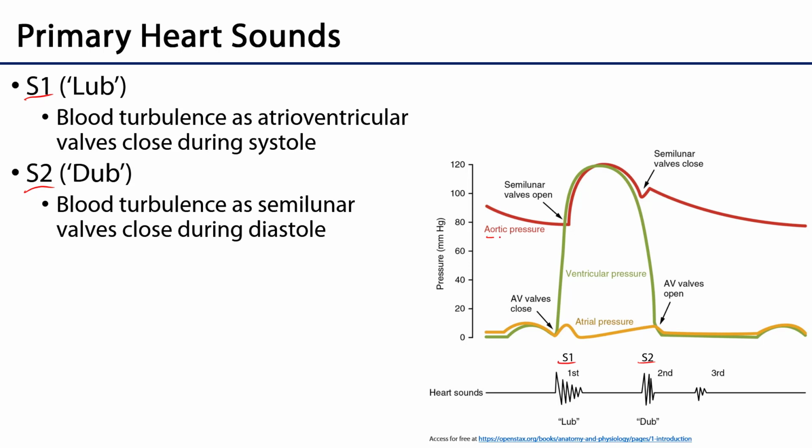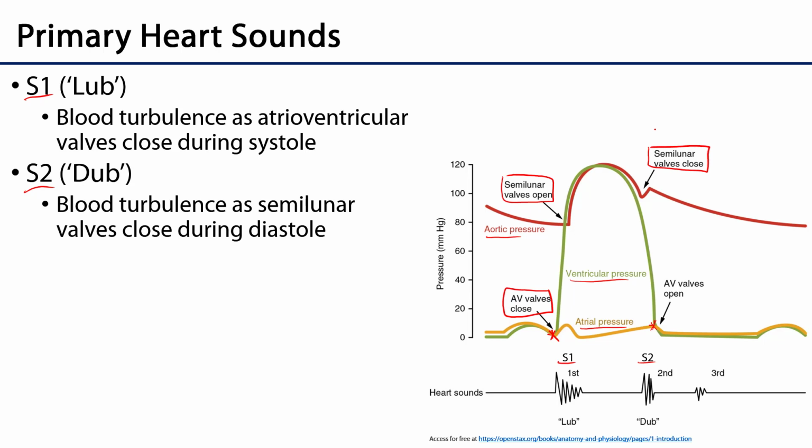So red is aortic pressure, green is ventricular pressure, and yellow here, maize or gold, is atrial pressure. And really it's this green curve here that we want to pay attention to, because ventricular pressure is what's going to really affect the closing of atrioventricular valves, the opening of semilunar valves, and then the closing of semilunar valves.